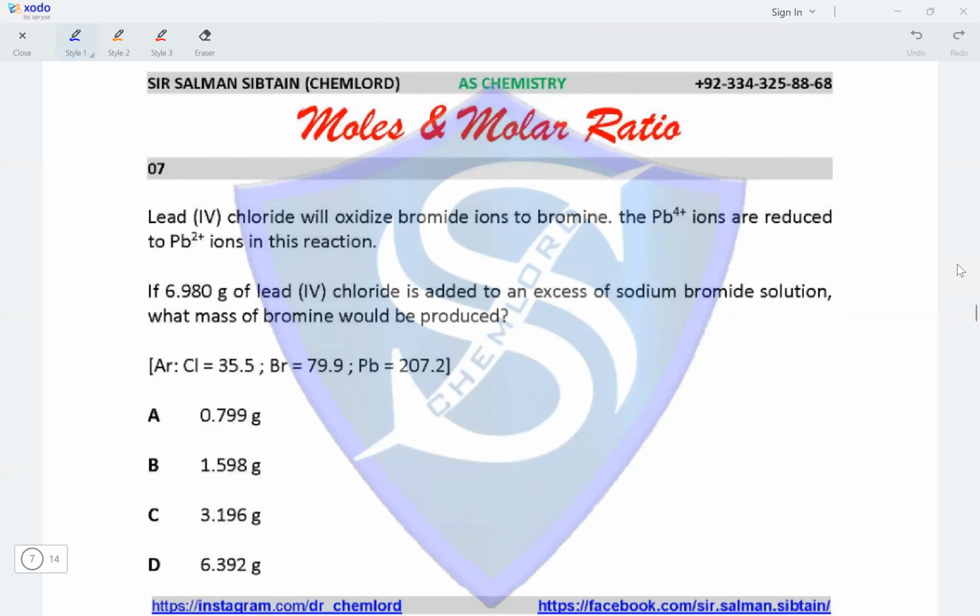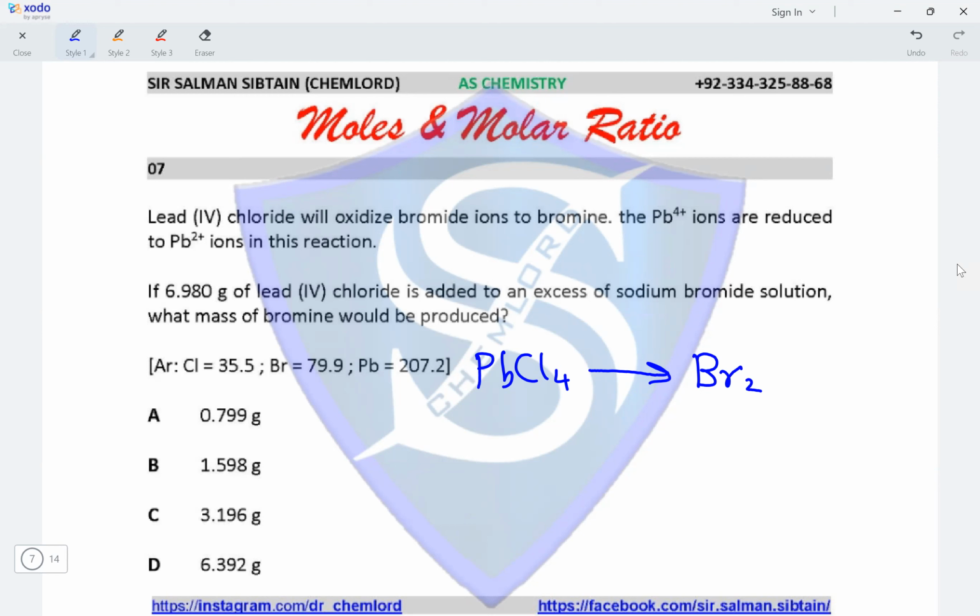Question 7. Lead 4 chloride will oxidize bromide ions to bromine. The Pb4 positive ions are reduced to Pb2 positive ions in this reaction. If 6.980 grams of lead 4 chloride is added to an excess of sodium bromide solution, what mass of bromine would be produced? Okay, so here we have a reaction in which lead 4 chloride, which is PbCl4, is reacting with an excess of sodium bromide to produce bromine, Br2.